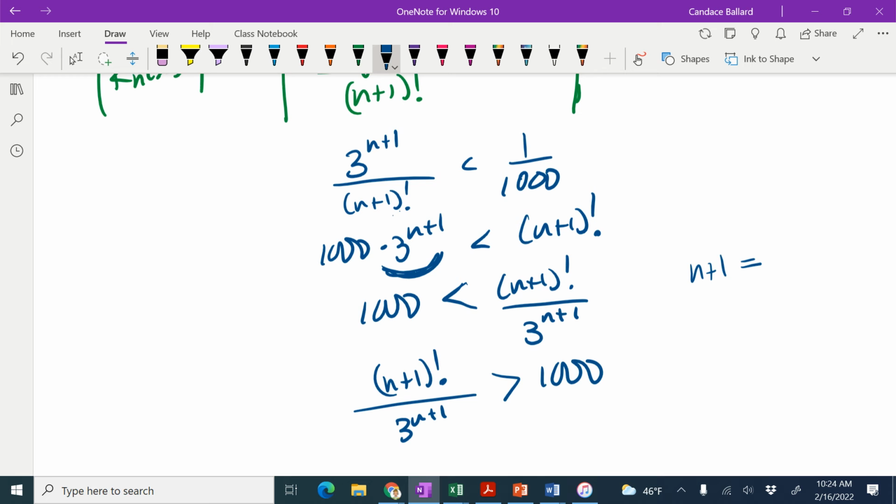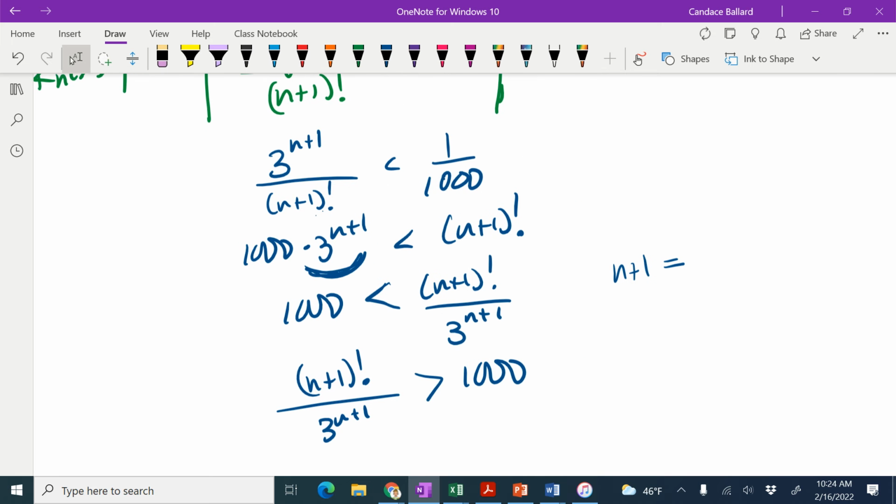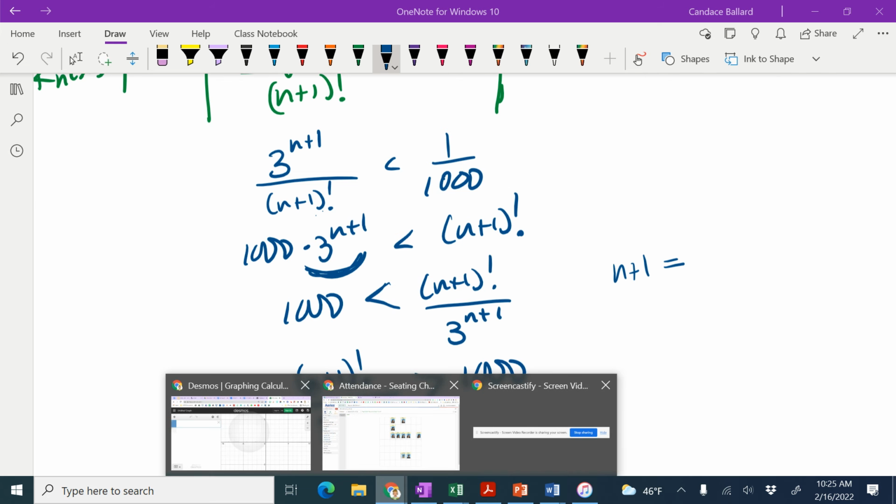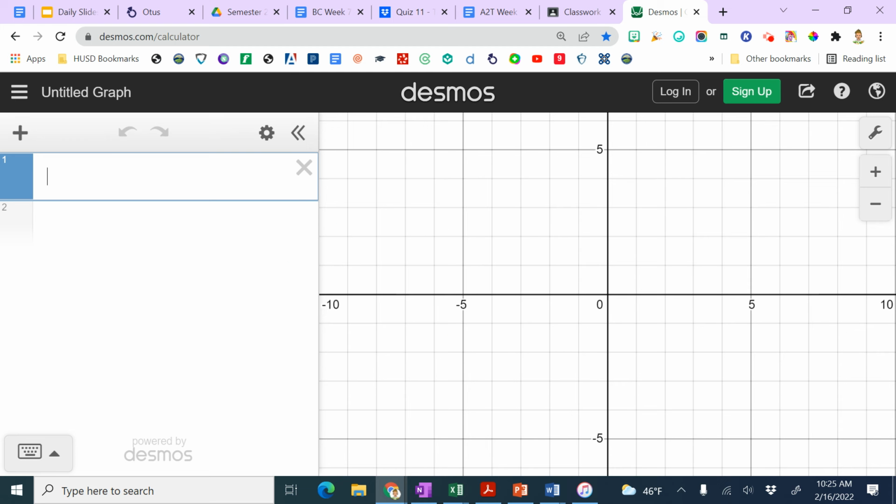We're going to make a little chart and find the values and see if they're greater than 1000 or not. So let's plug in, I don't know, let's try 8. So I'm going to go 8 factorial divided by 3 to the 8th. Am I anywhere close to 1,000?